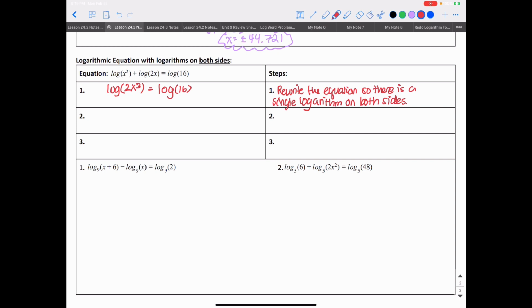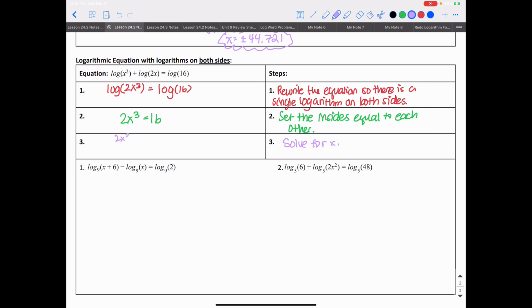From here, the next step, I'm going to set the insides equal to each other. What's inside of this logarithm has to be equal to what's inside the other logarithm if they're the same base, for these sides to be equal, just like when exponents need to be the same. What's inside of the logarithm needs to be the same. So 2x cubed needs to be equal to 16. Then I'm just going to solve for x. The last step is to solve for x.